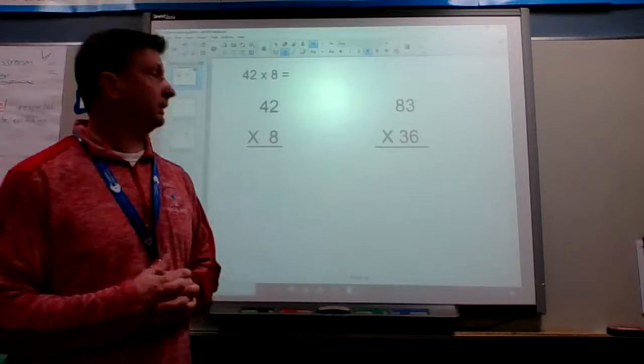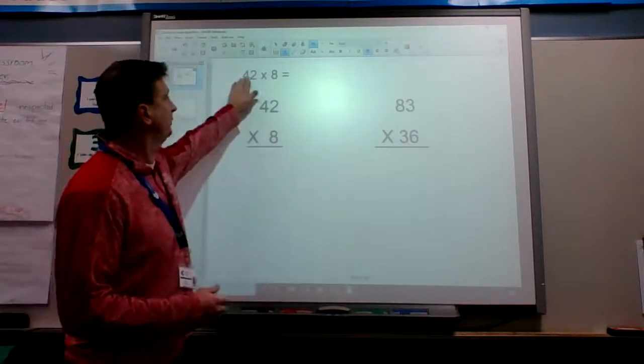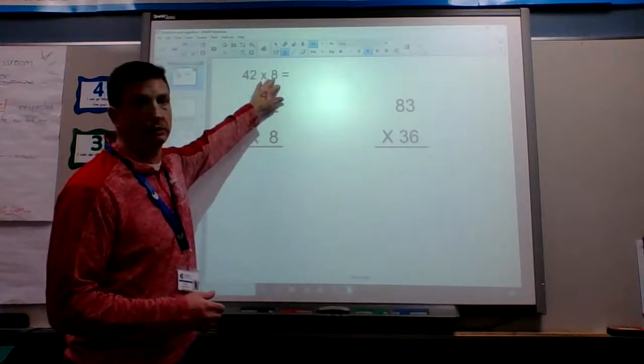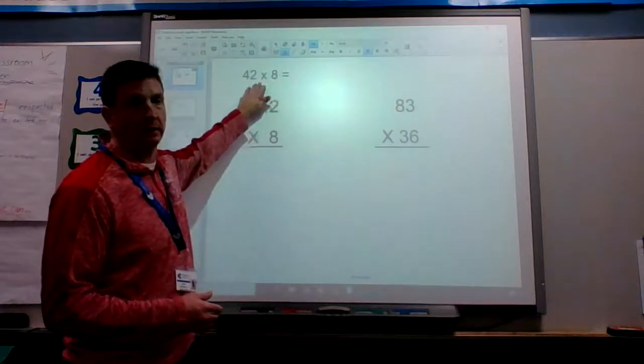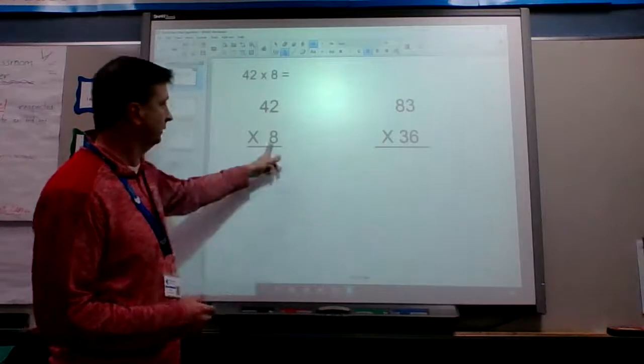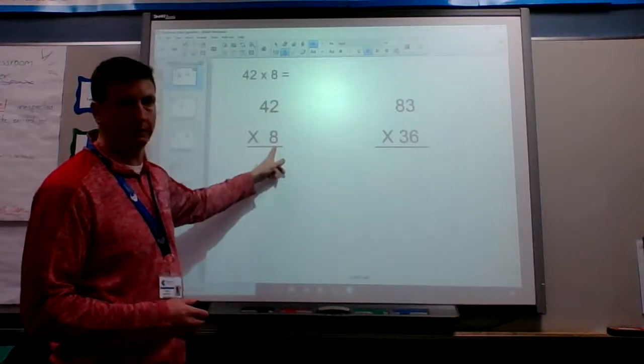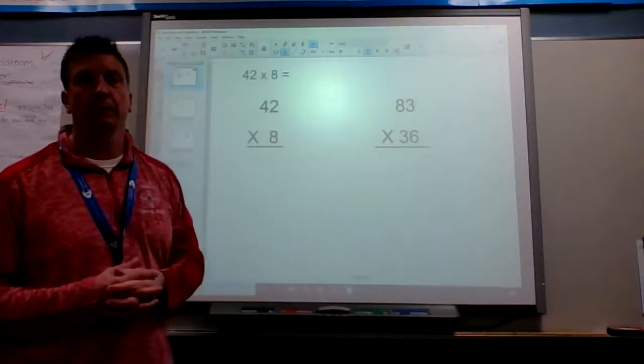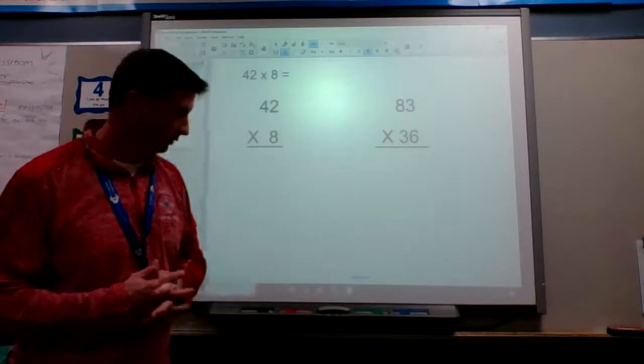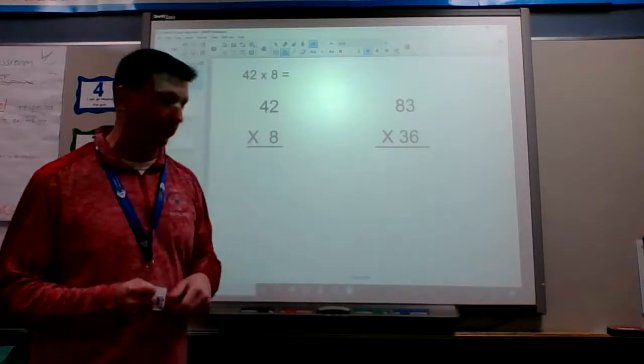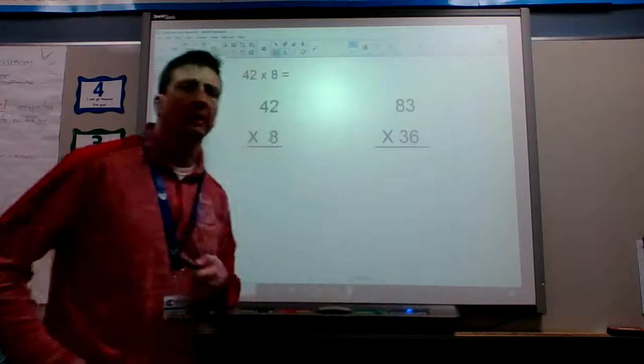So if we're looking at this, I have my math problem, 42 multiplied by 8, written horizontally. If I rewrite it vertically, I want to make sure I'm lining up my ones digit, my place value. Place value is extremely important when you're multiplying with a traditional algorithm. So let's go through this.